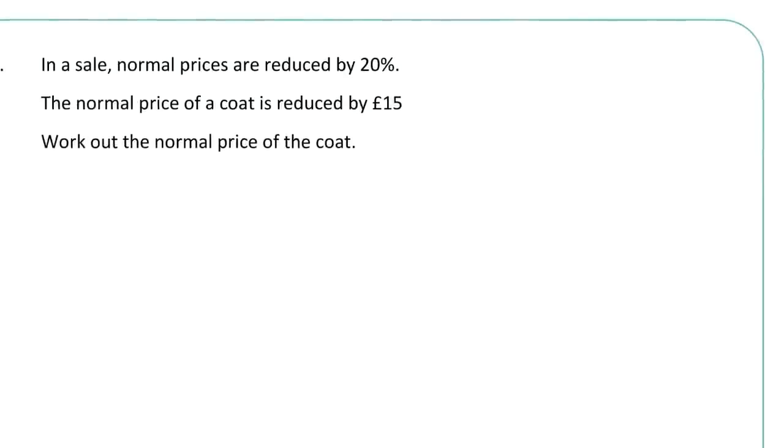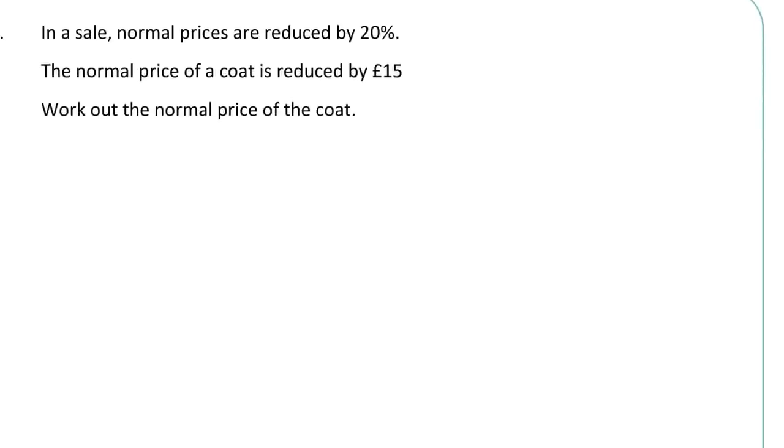Our next question is looking at a reverse percentage, a relatively nice one, because it says in a sale, normal prices are reduced by 20%, and the normal price of a coat is reduced by £15. I've emphasised that language there because in both it says reduced by. So it's telling us they're the same thing. Work out the normal price of the coat.